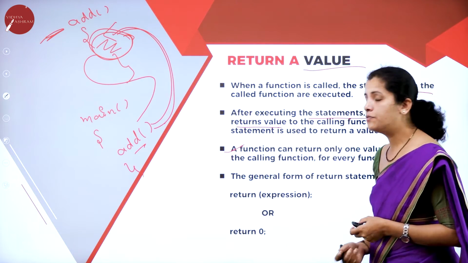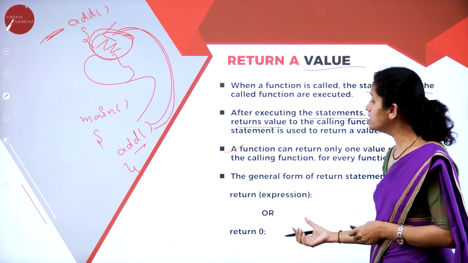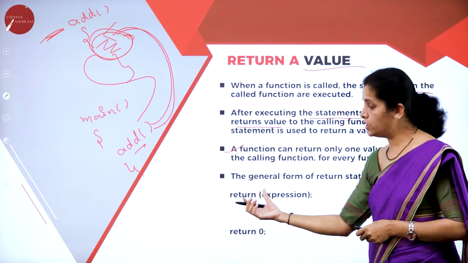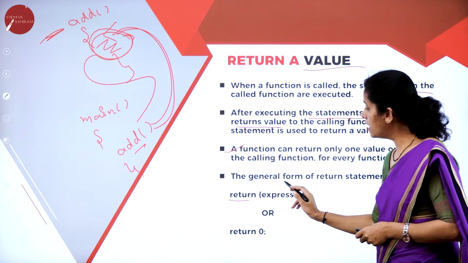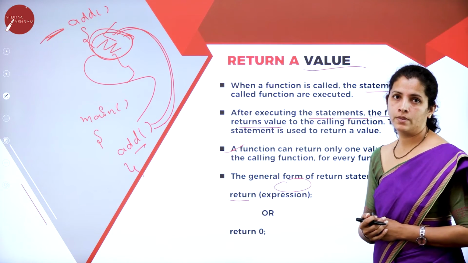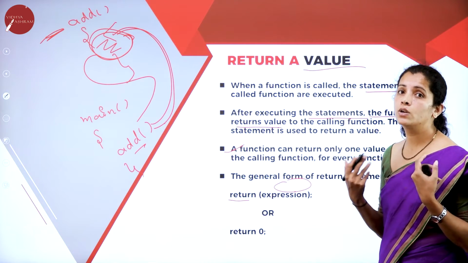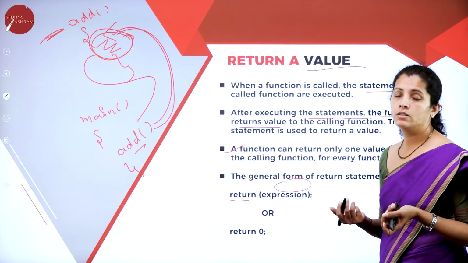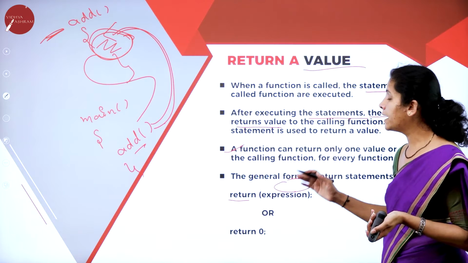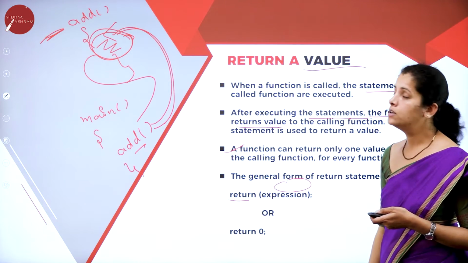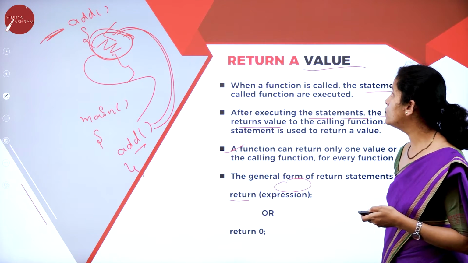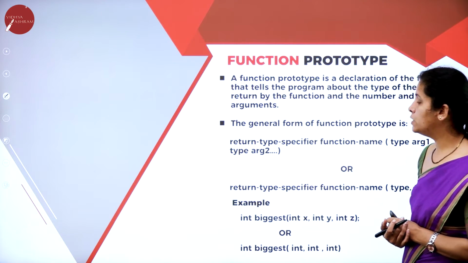So this is the general form. Suppose the function is going to return a value, then write return and specify the value. In another situation, if the function does not return any value, then there is no need to write the return statement. So this is the way I can return a value.